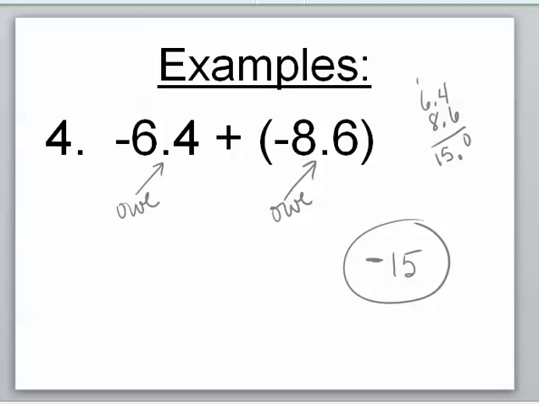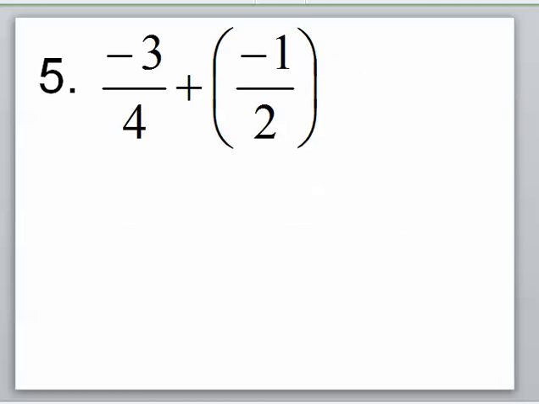Okay, here's the problem we just left off on. Now we're going to look at a couple, or at least one fraction problem. With fractions, you have to have common denominators. You can make a common denominator be 8, but the easiest thing to do would be to make it be a 4. So this one is not going to change. It's still going to be negative 3/4.